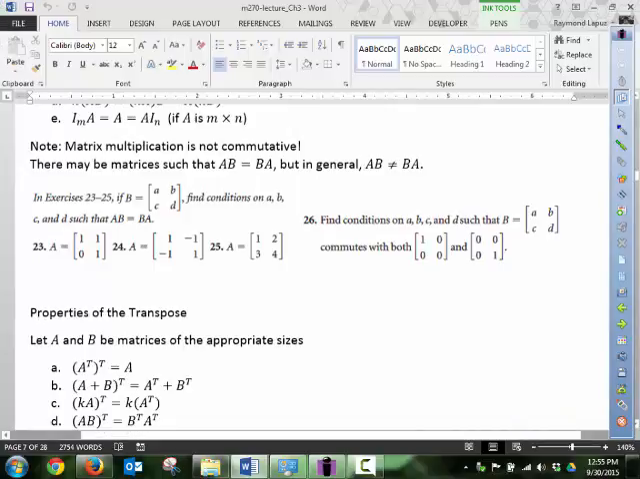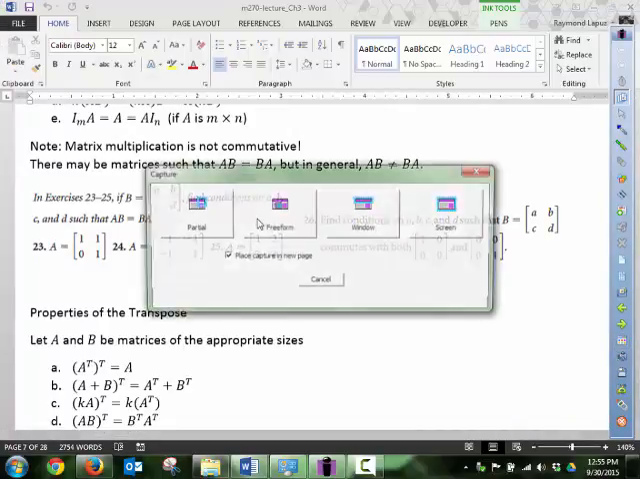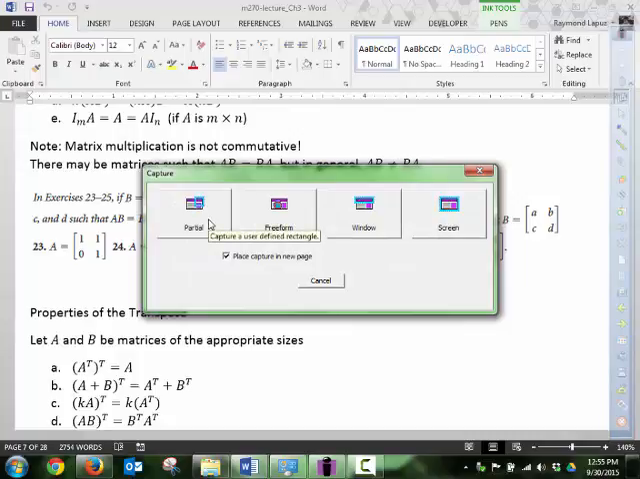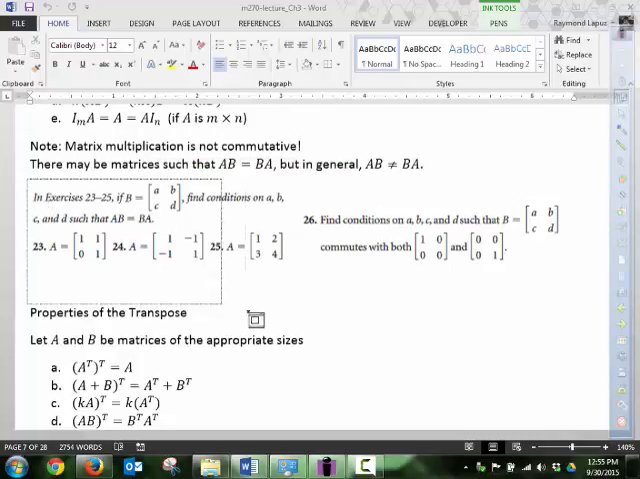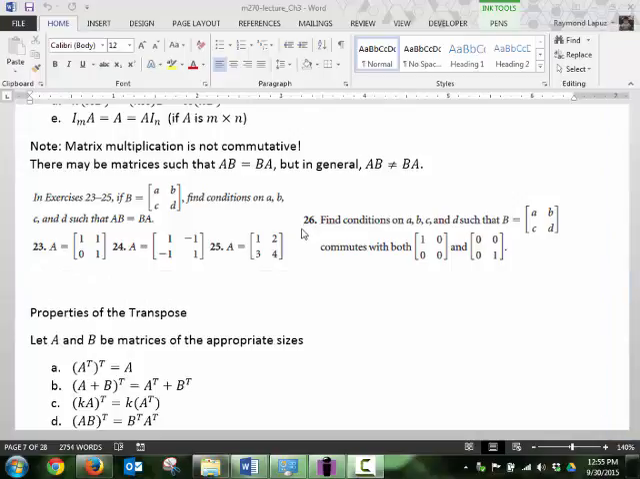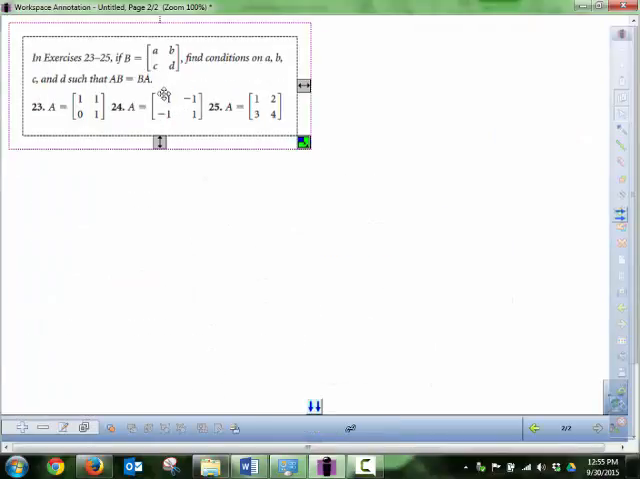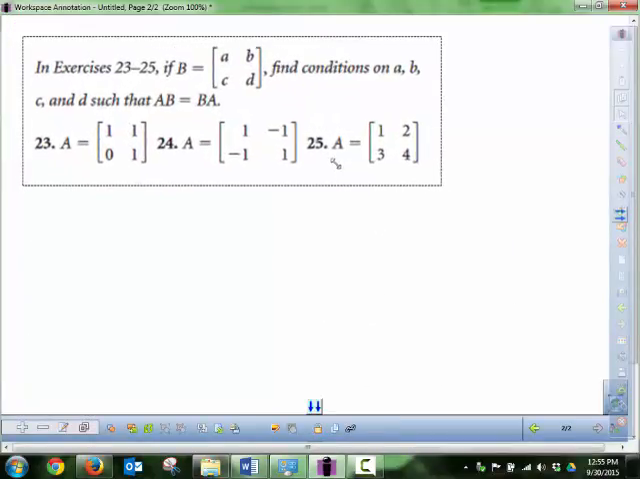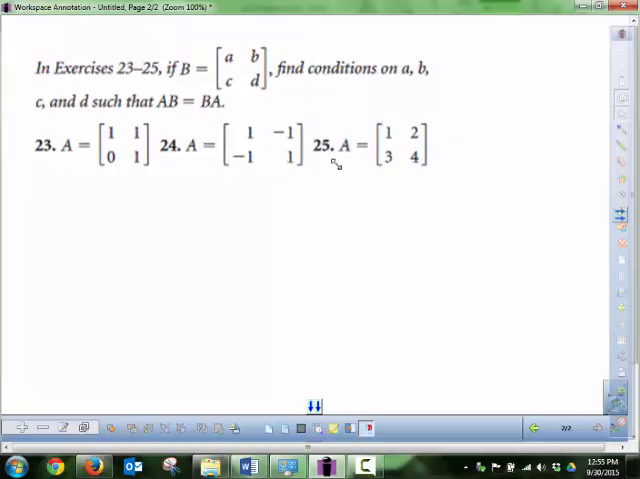Here are some interesting problems. Find conditions for A, B, C, and D that make this matrix multiplication commutative. Because multiplication is not commutative, sometimes there are special matrices or special pairs of matrices where it might commute.